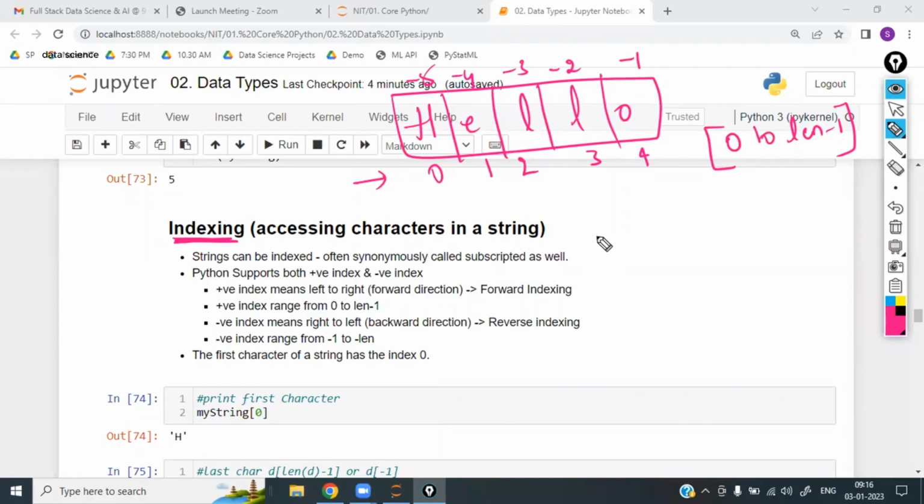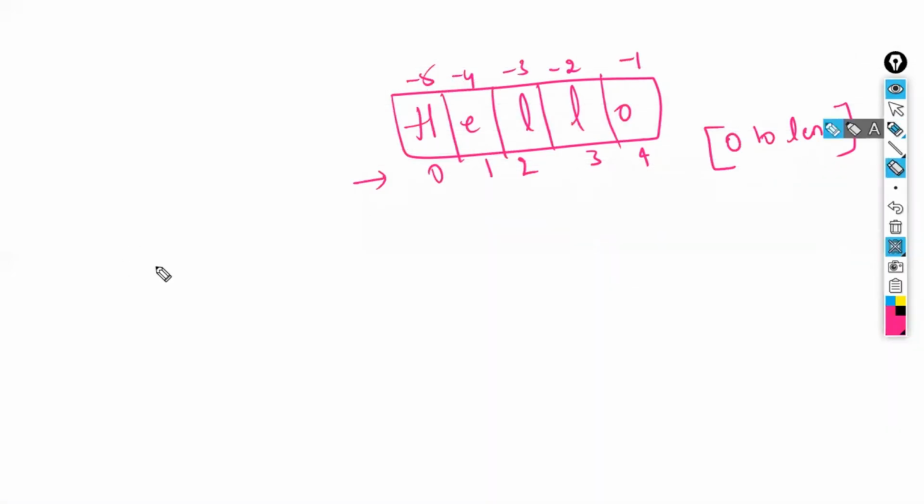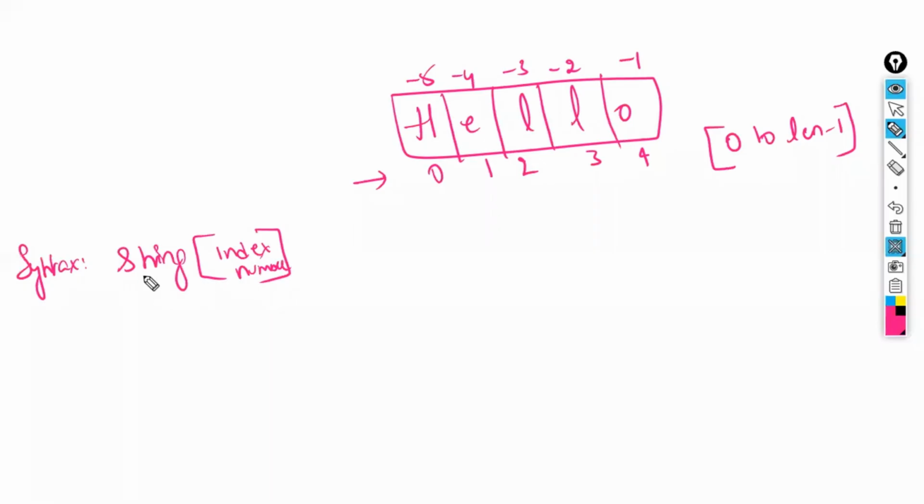For example, indexing is written within square brackets. You write the variable name in which the string has been stored, followed by the index number inside the bracket. That is the syntax for strings. So what is the syntax for extracting a single value? First you write the string, and in the brackets you write whatever index number you want to consider. This is the syntax for strings.